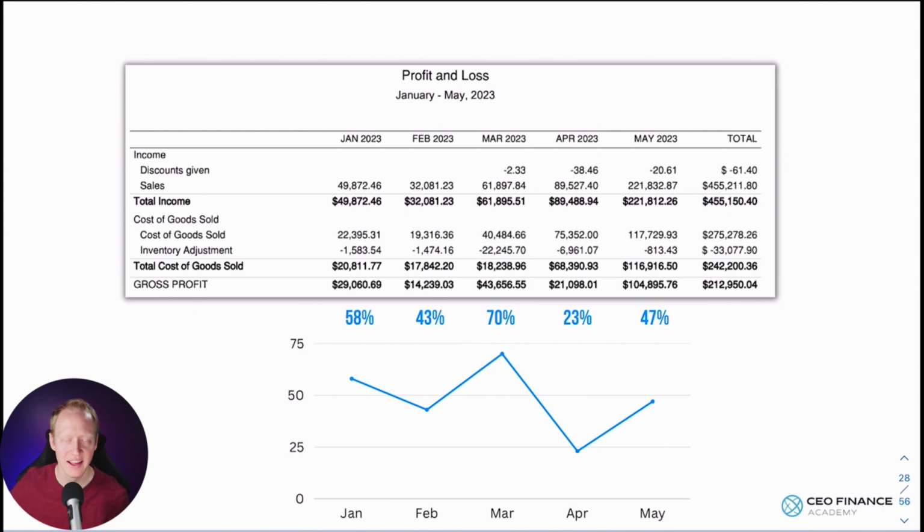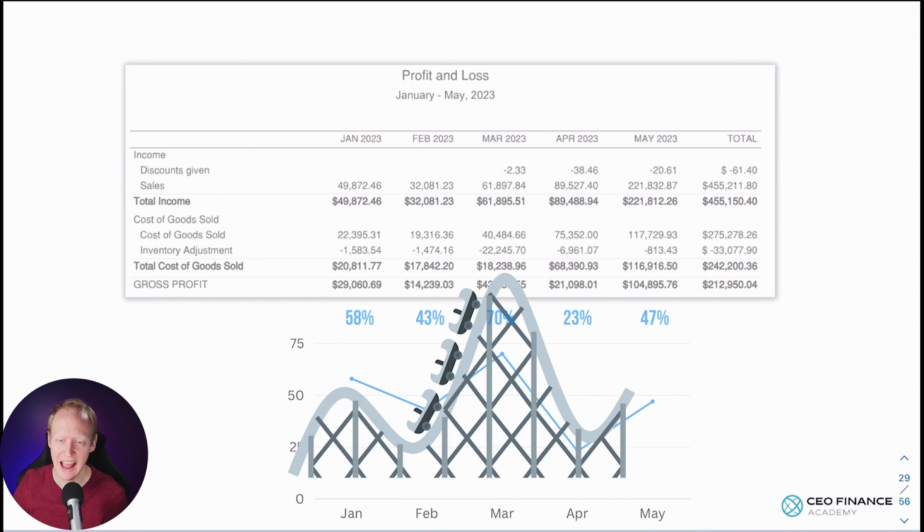If we graph it, that's a lot of up and down, isn't it? And you say, well, is my margin 58%? Is it 43? Is it 70? Is it 23? Is it 47? You know what I think about every time I see this? I just superimpose a roller coaster right on top of it. And it's both a financial roller coaster and an emotional roller coaster as a business owner.